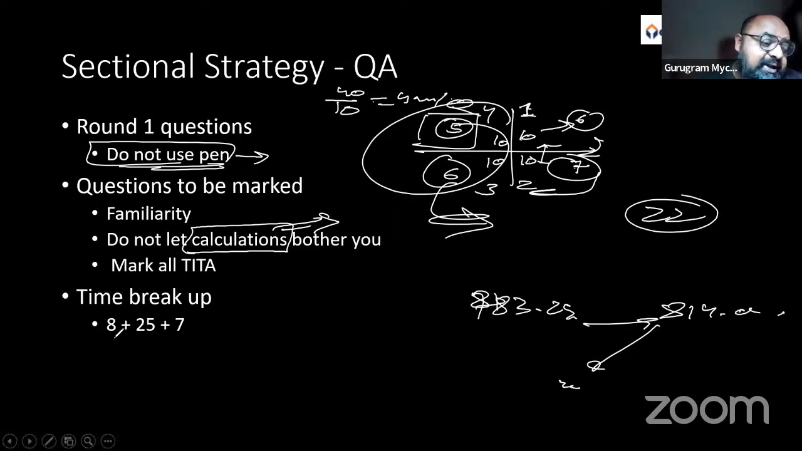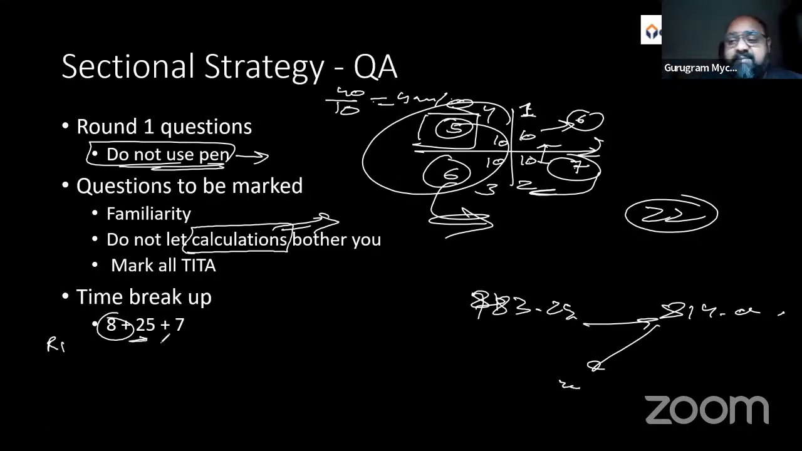And what is the time breakup? Typically 8, 25 and 7. So this is round 1. Here I am marking all the questions that I am able to do without a pen, and then marking the answer for these questions, and marking questions that I will attempt in round 2.